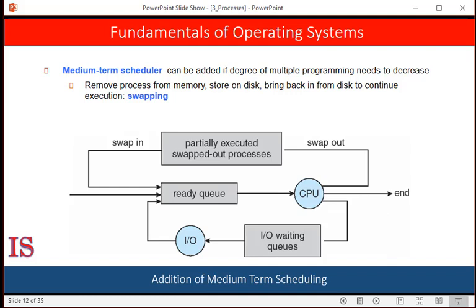Swapping is typically only necessary when memory has been overcommitted and must be freed up. You can see from this graphic at the bottom of your screen how it's swapped in and out as necessary and placed in the ready queue.